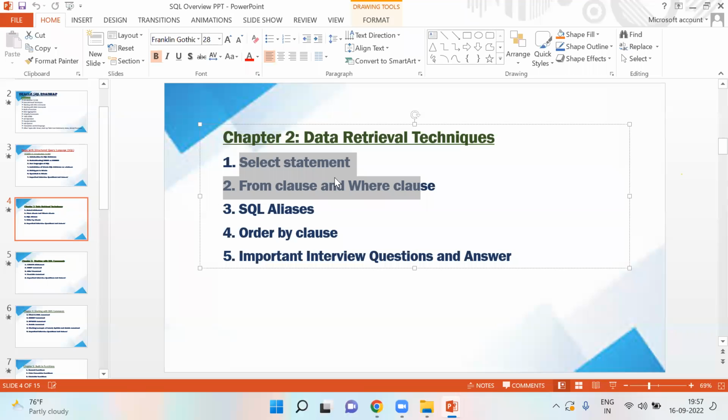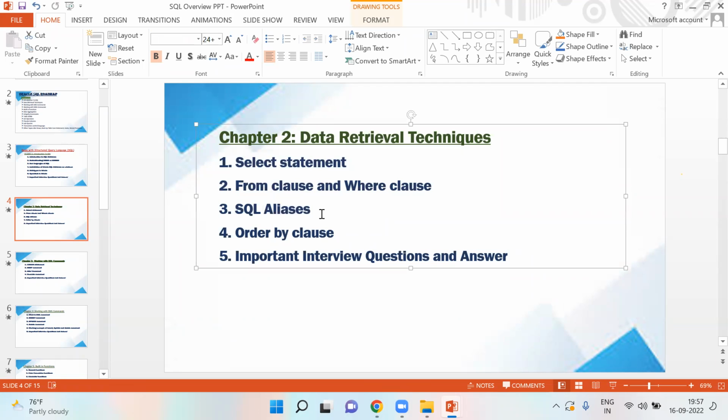Many people from non-IT or teaching backgrounds, or who did engineering, MCA, BCA, BSc, BCom, will not know all these concepts. So I'll be teaching you from the basics, so that you know how to write a basic query. Then SQL alias, order by clause, and then some interview questions and their answers from this chapter. So chapter 2 is done if we have done this much.